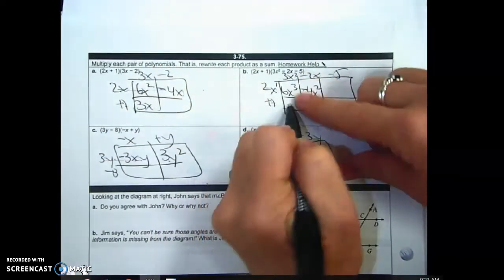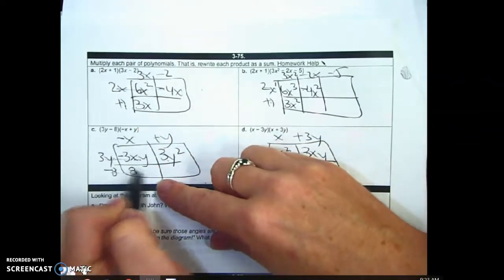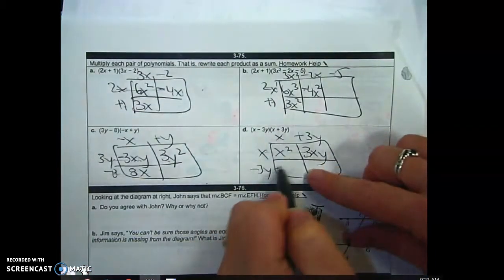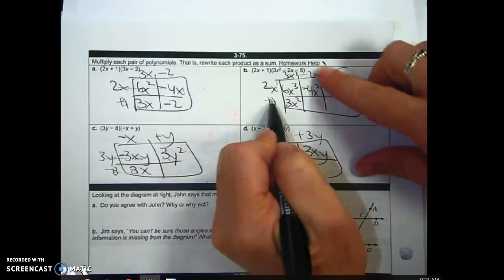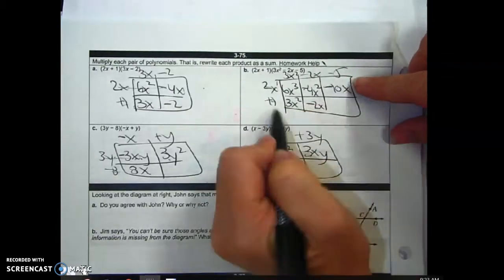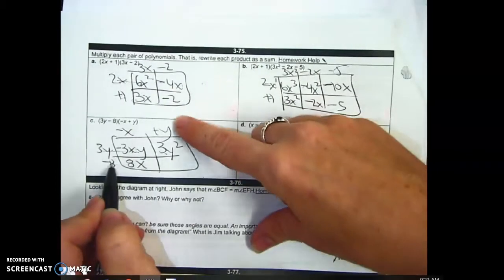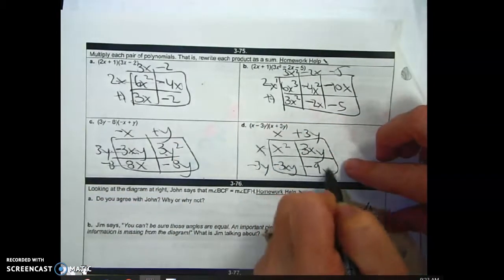3x. 3x squared. A negative times a negative is a positive. And negative 3xy. Last box, negative 2. Negative 2x. I still have more there, so negative 10x. Negative 5. Negative 8y. Negative 9y squared.